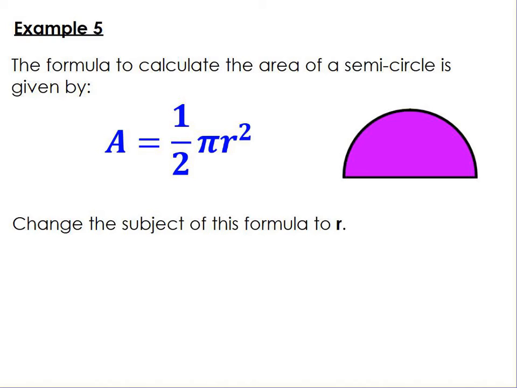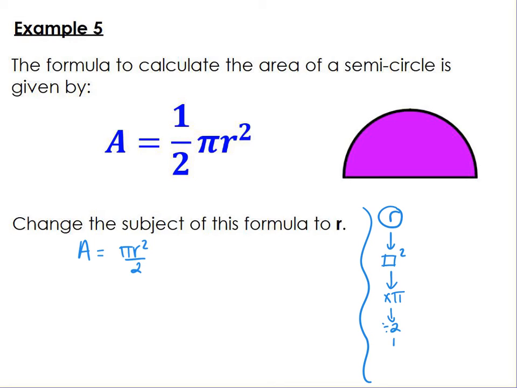Example 5. The formula to calculate the area of a semicircle is given by a equals 1/2 pi r squared. Change the subject of this formula to r. So we're changing the subject of this formula to find the radius. Okay, first thing, I'm just going to rewrite that as pi r squared over 2. So what has happened to the radius? Well, I've squared it. I've then multiplied by pi, and then I've divided by 2 to get the area.